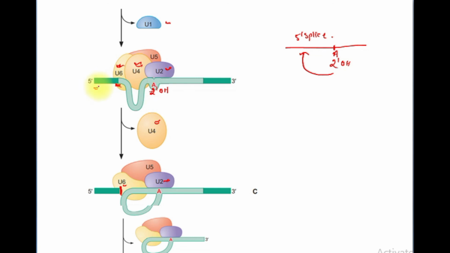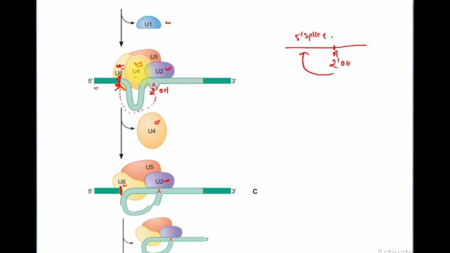So, this 5' splice site will come near the A site, that is the branch point, due to which there will be a transesterification reaction or nucleophilic attack. The 2' OH group of this A will help in the formation of this cleavage, or the nucleophilic attack will be done over here. When the U4 is dissociated, this nucleophilic attack is done.